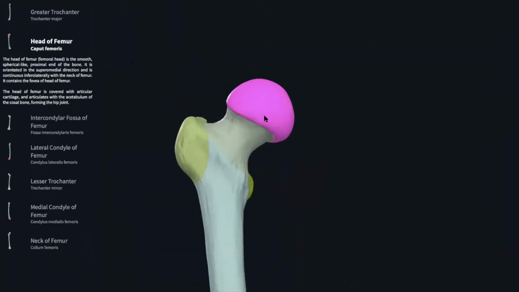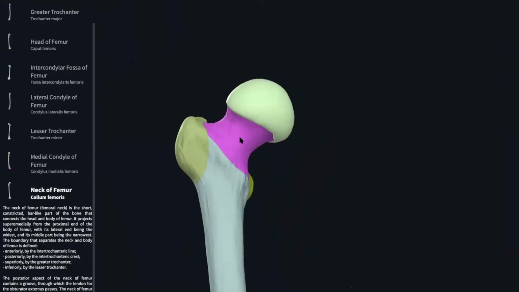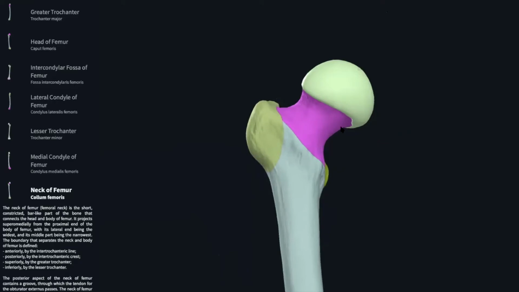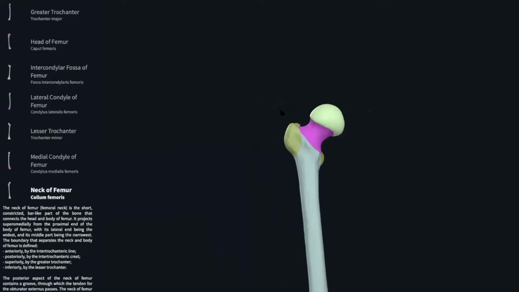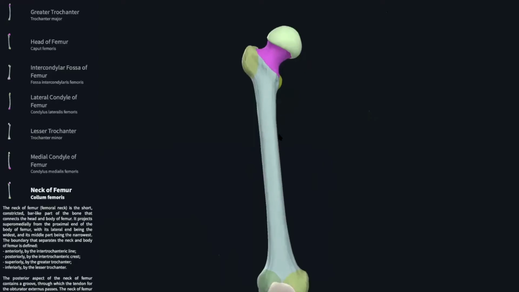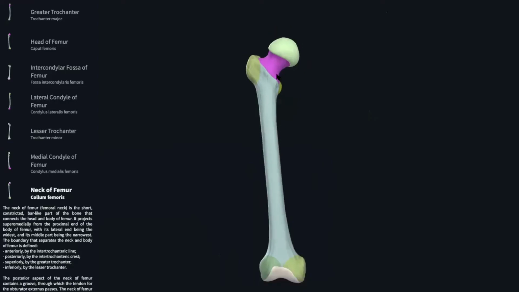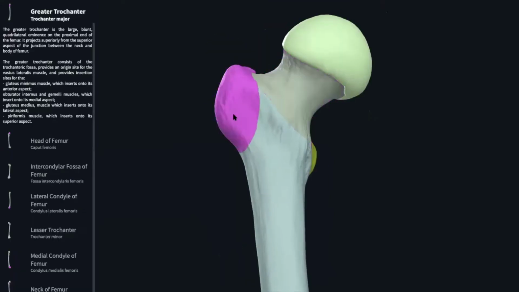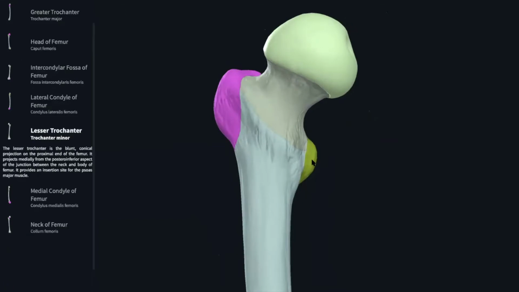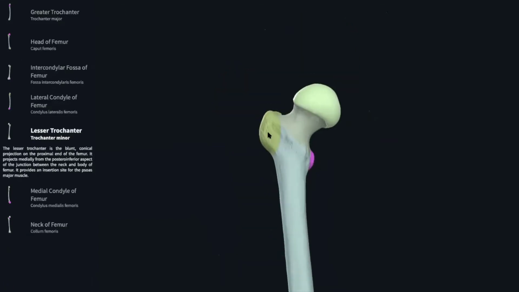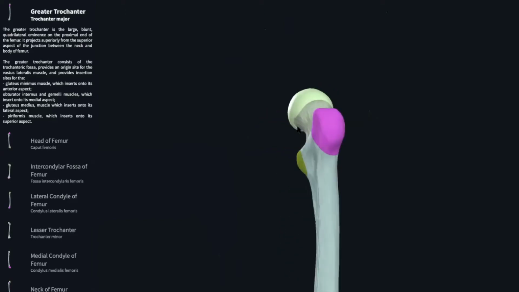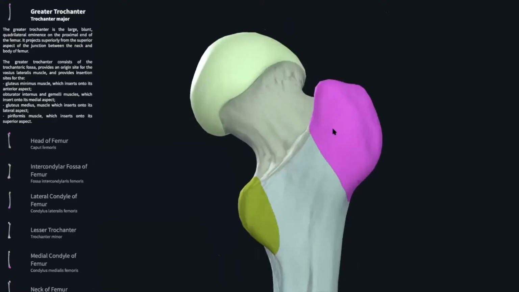So below the head, we obviously have the neck. So this neck connects 135 degrees to the shaft, which you don't need to know, but I pointed out because this angle allows greater range of movement at the hip joint. And then we have the greater trochanter and the lesser trochanter. These are just two bulges right below the neck of the femur, and the greater trochanter attaches the gluteal muscles.